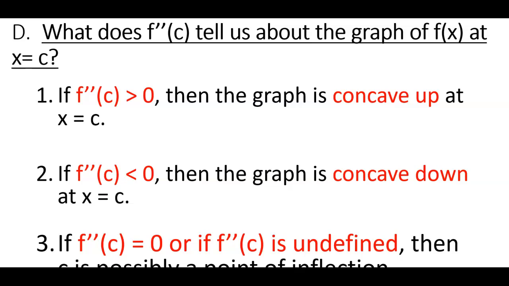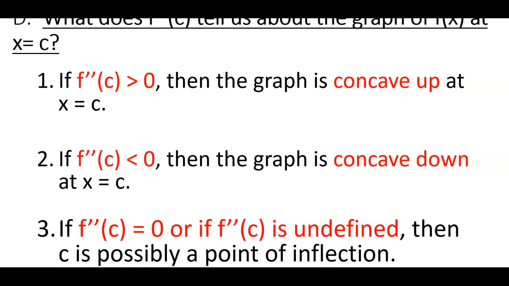So here's a summary of what we've discussed so far. What does f double prime of c tell us about the graph of f of x at any given point x equals c? Well, if the second derivative at that point is greater than 0, then the graph would have to be concave up at that point. If the second derivative is less than 0 at that point, then the graph has to be concave down at that point.